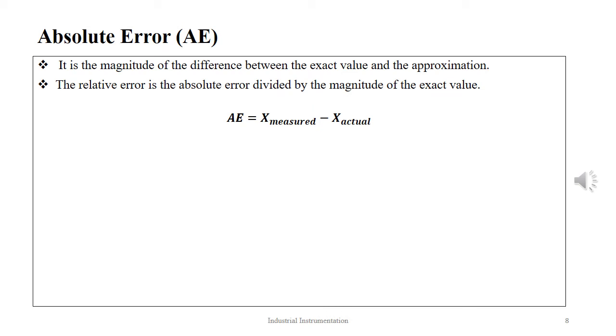The absolute error is the magnitude of the difference between the exact value and the approximation. The relative error is the absolute error divided by the magnitude of the exact value. AE is numerically represented as x measured minus x actual.